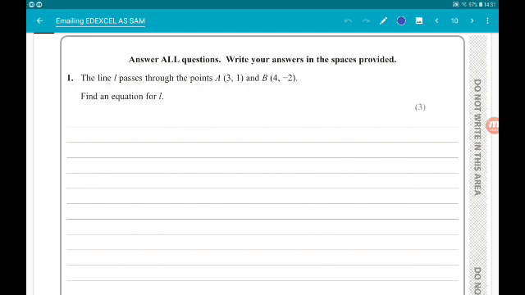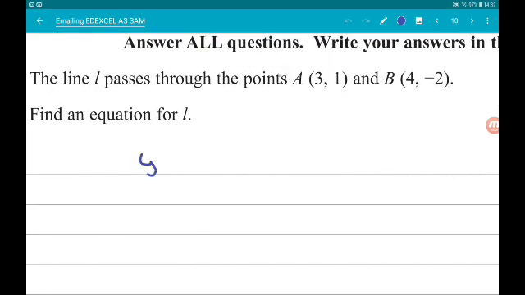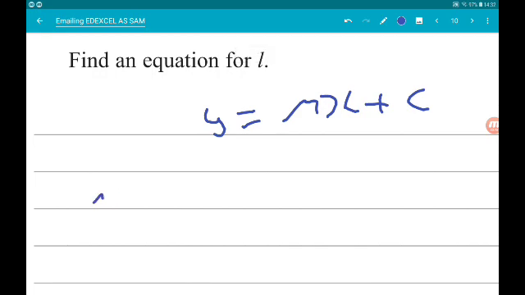Okay, question 1. The line L passes through the points A, 3, 1 and B, 4, minus 2. Find an equation for L. So the general equation of a straight line is y equals mx add c, where m is the gradient and c is the y-intercept. Now we need to find the gradient first, so gradient is difference in y, just shorten to dy, over difference in x, so dx.